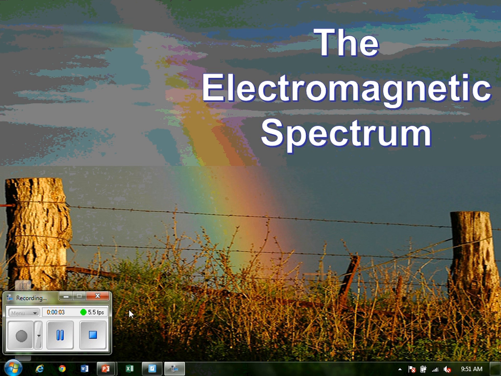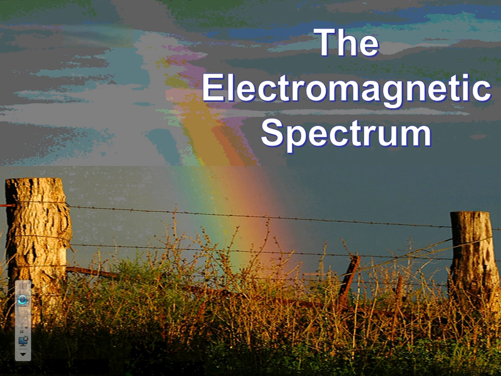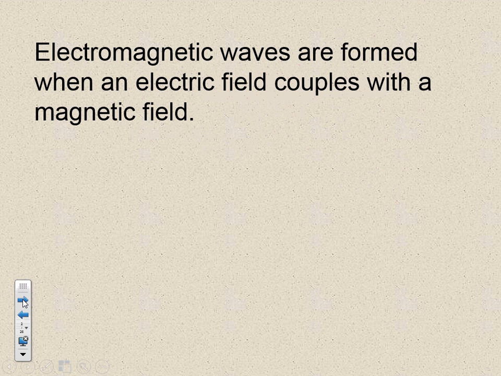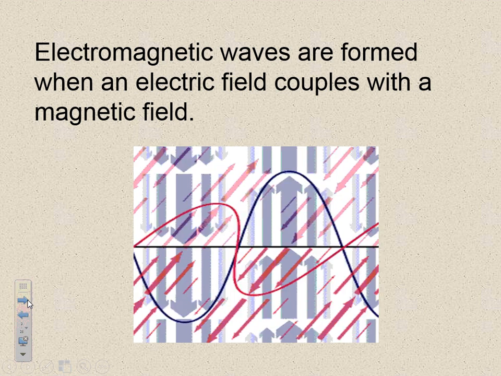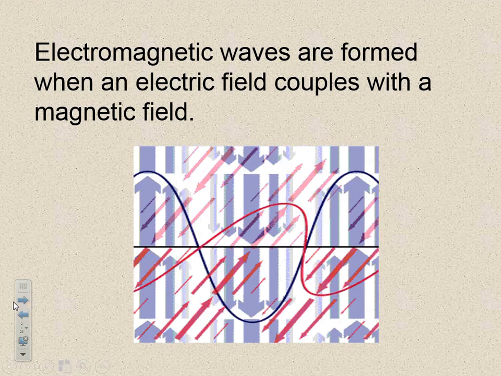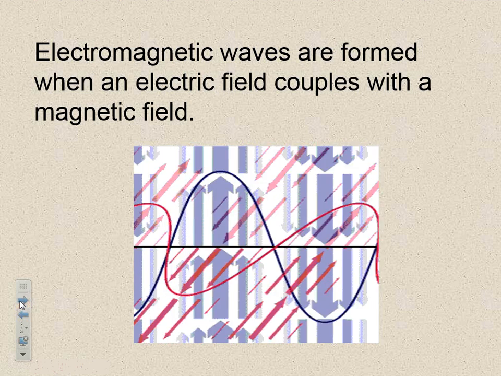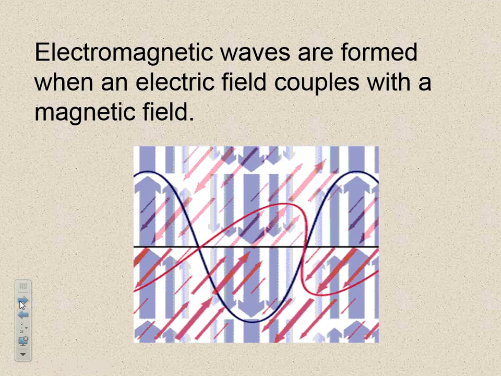Let's look at the electromagnetic spectrum. So electromagnetic waves are formed when an electric field couples with a magnetic field. And these two fields are perpendicular, two waves are perpendicular to each other. This is really what light is, as well as microwaves or radio waves.